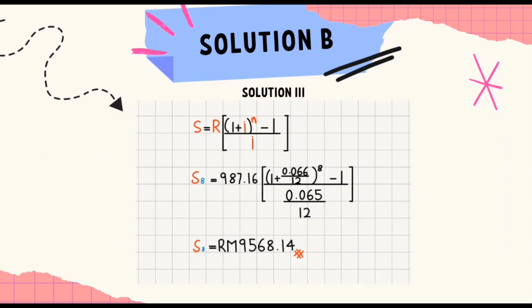3. The suitable formula for this question would be S equals R [(1 plus I) to the power of n minus 1] divided by I. From the question, we know that this is Sulaiman's 8th payment. So it will be S8 equals 987.16 [(1 plus 0.065 divided by 12) to the power of 8 minus 1] divided by 0.065 divided by 12. So the answer would be S8 equals RM 9,568.14.